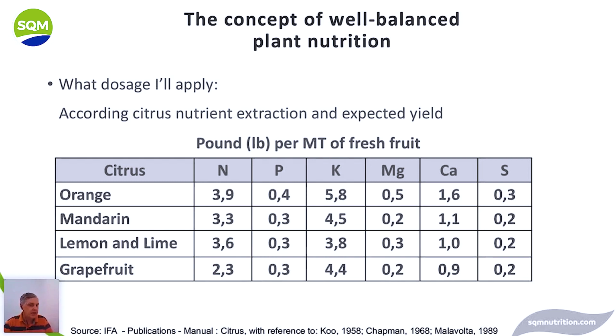This data together with the expected yield gives us an idea about how much nutrient I need to apply. And that defines the dosage. Because if I have my expected yield and I have my nutrient extraction, then more or less I know how much nutrients or minerals I need to replace in my soil. And as I say, in the case of citrus, potassium and nitrogen are the nutrients required in the highest amounts.